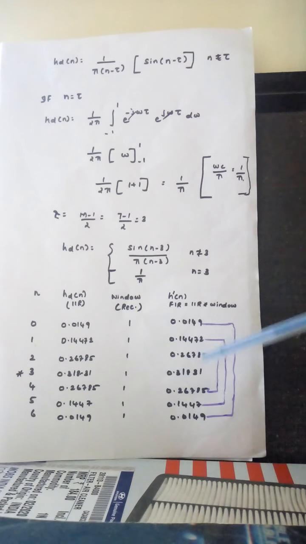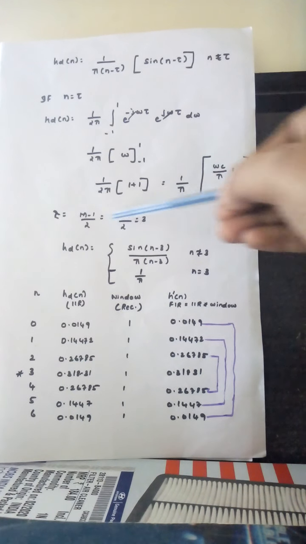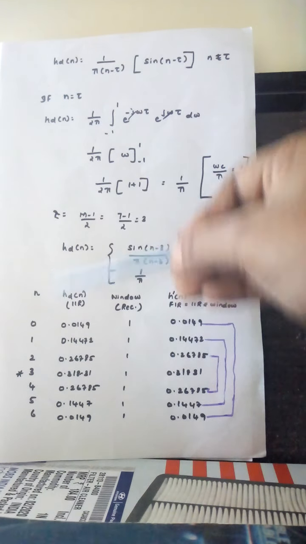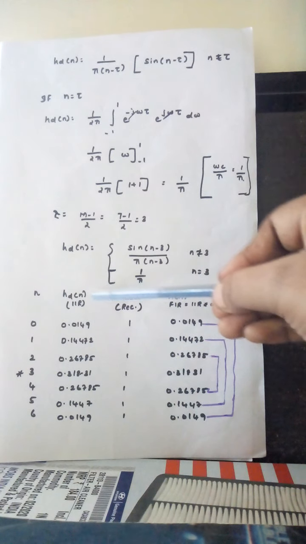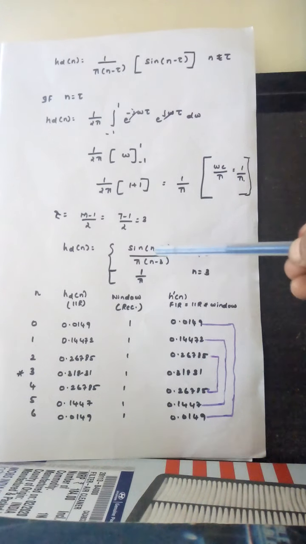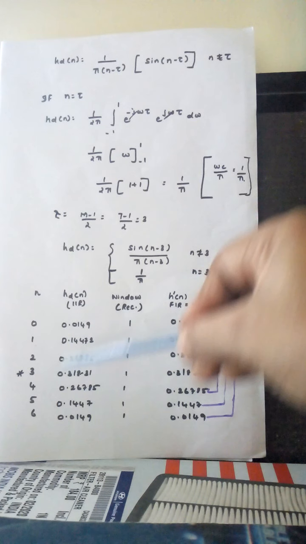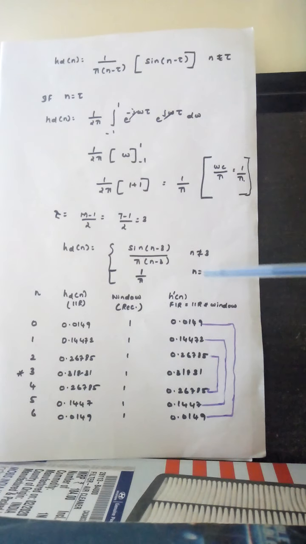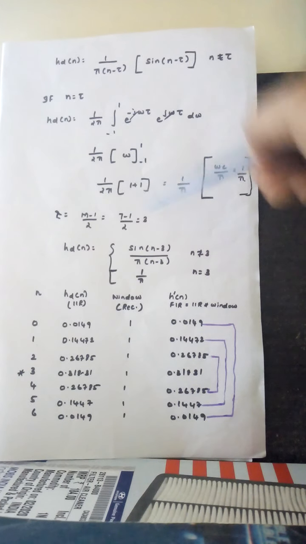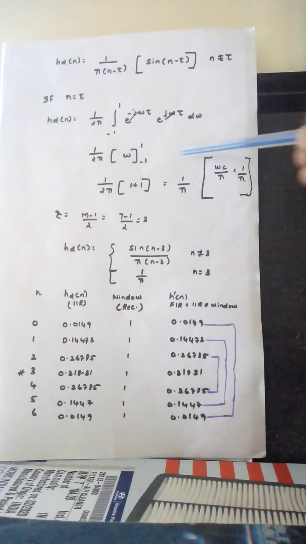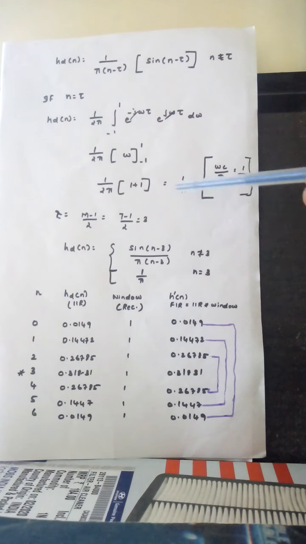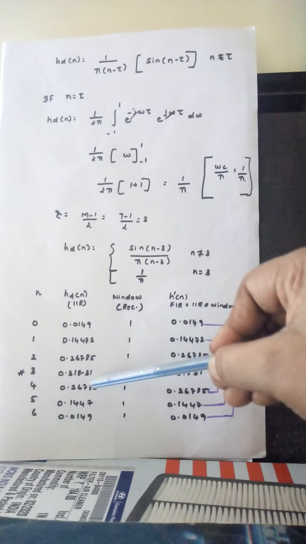So we get two conditions. Here we know the length given is 7, so we start from 0. So n varies from 0 to 6, and we have to find hd of n. Using this, if you substitute n as 0, 1, 2, 3, 4, 5, we can find all the values. If you come to n equal to 3 and substitute here, 1 by 0 gives infinity. So for such a case we find the value separately, and we get 1 by pi. So 1 by pi is 0.31831, correct?